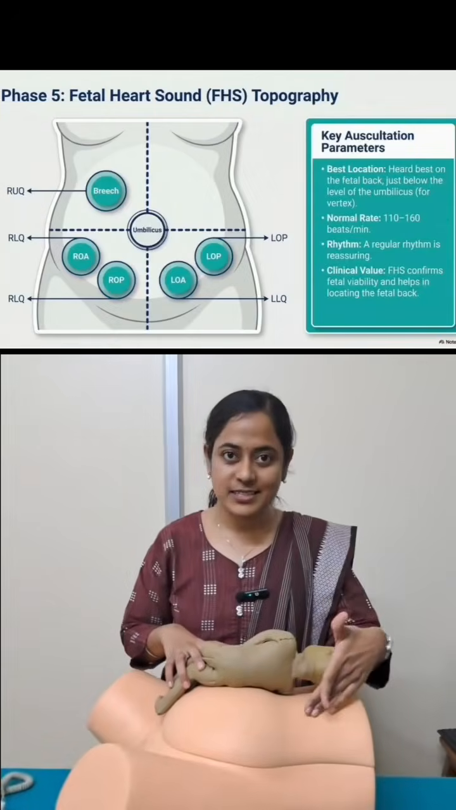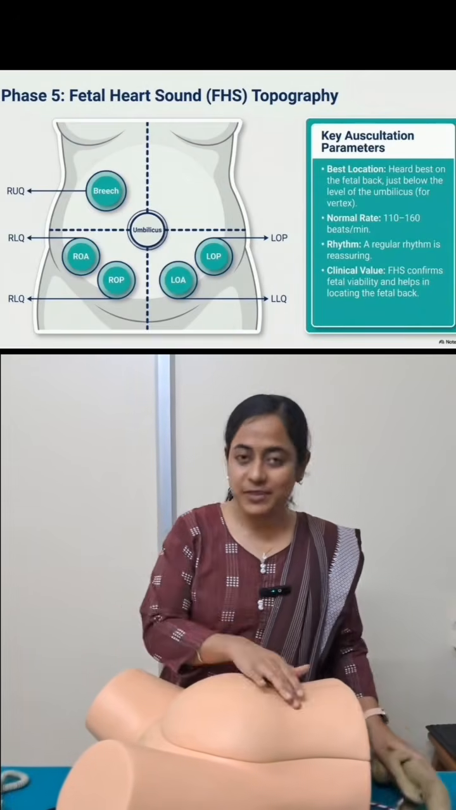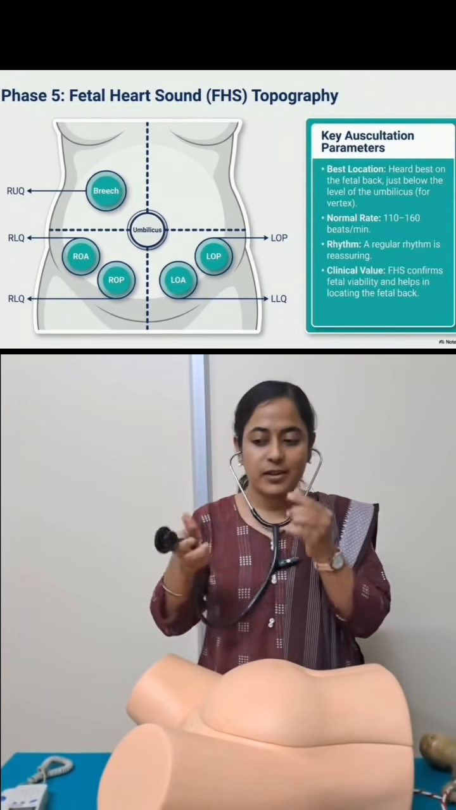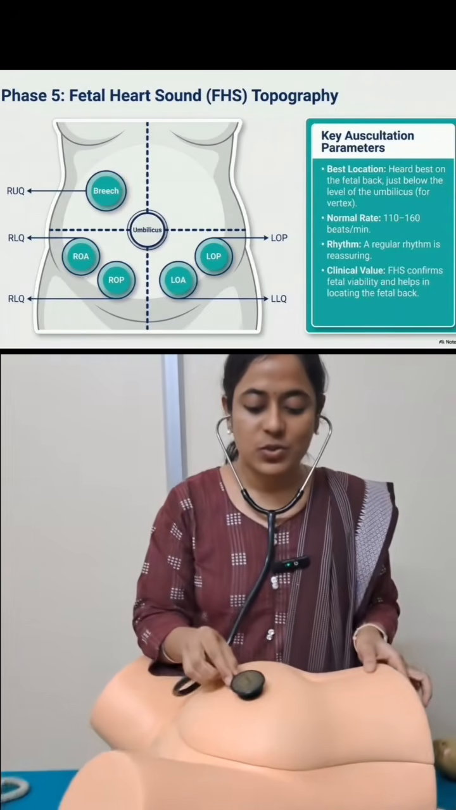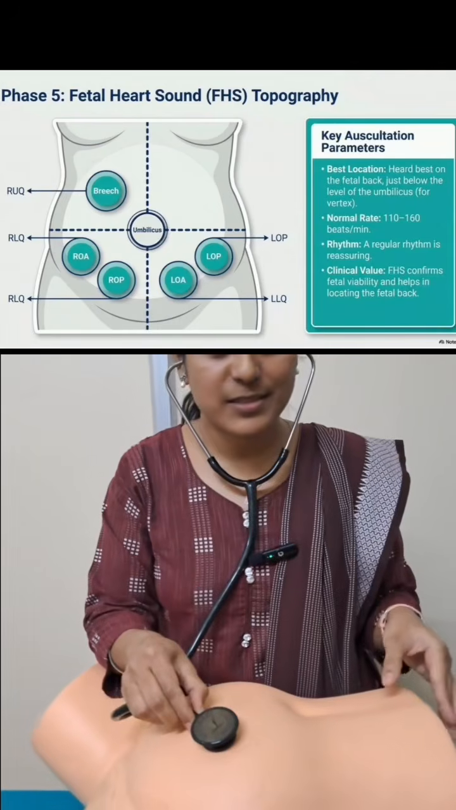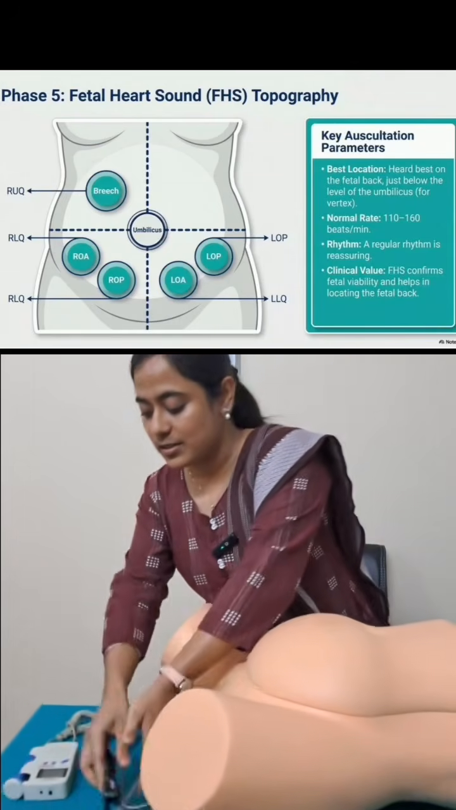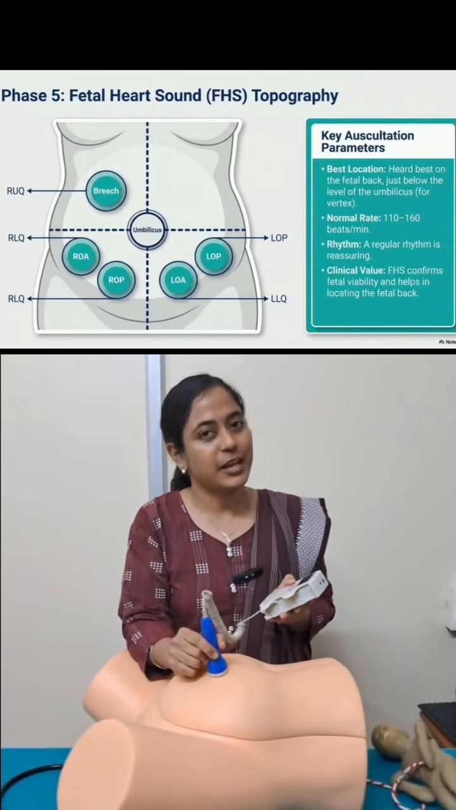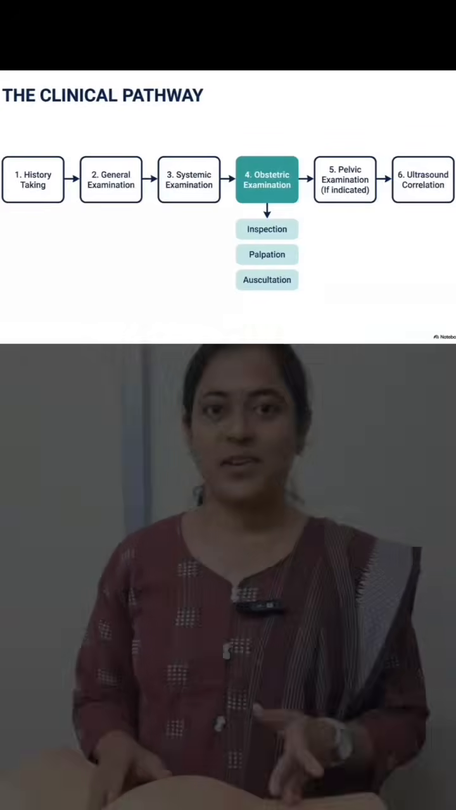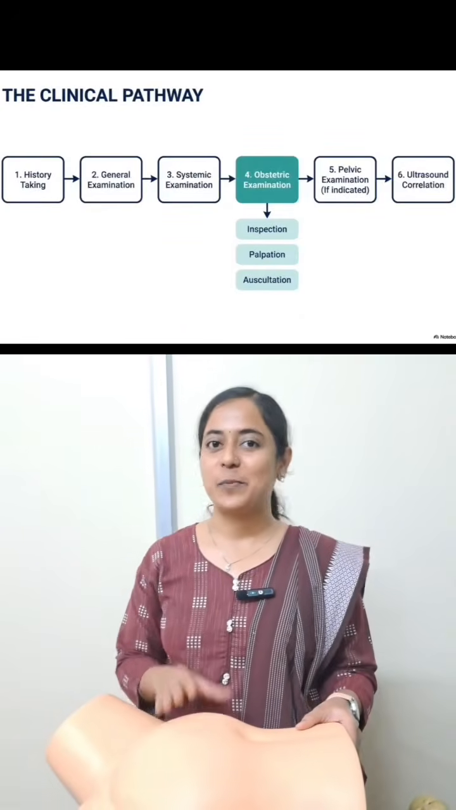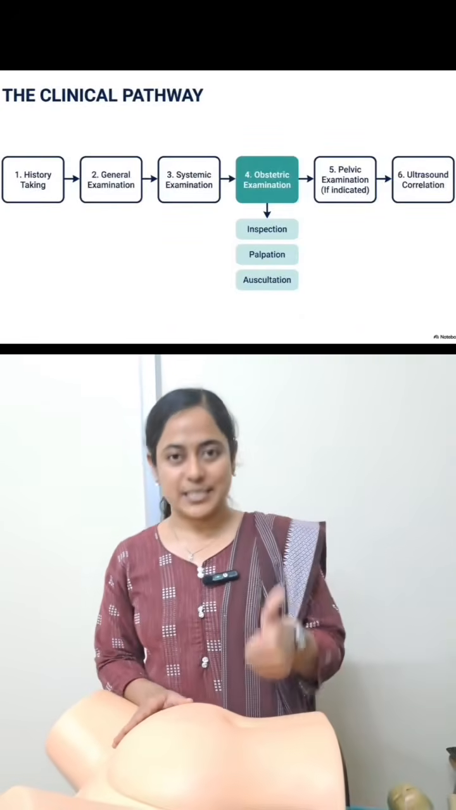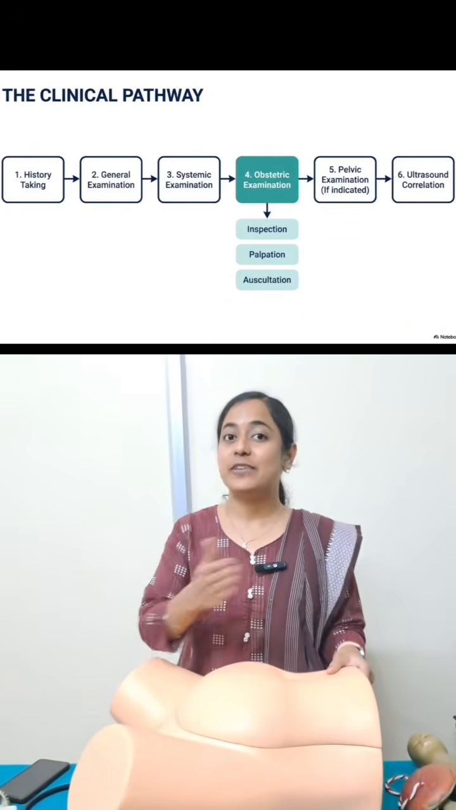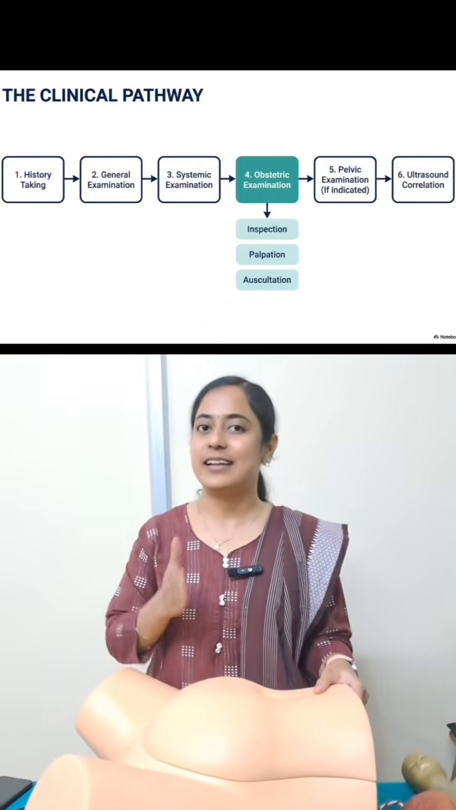Once we have located this, we can count the FHS with the help of a stethoscope. Here the FHS is counted best with the help of the bell of the stethoscope, or we can count it with a Doppler machine. In this way, we have completed the obstetrical abdominal examination with inspection, palpation and auscultation, and we have also seen the different obstetrical manuals and their clinical importance.